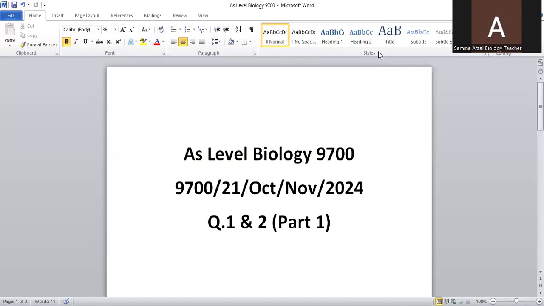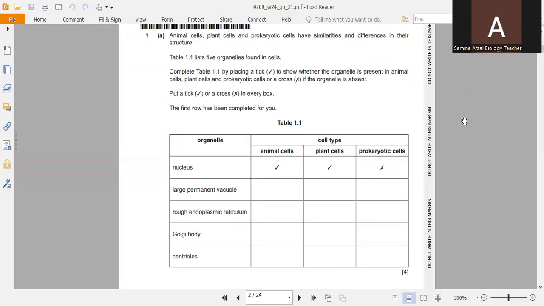AS Level Biology 9700. Paper 2, Variant 1, October November 2024, question number 1 and 2. And question number 1 is: animal cells, plant cells, and prokaryotic cells have similarities and differences in their structures.